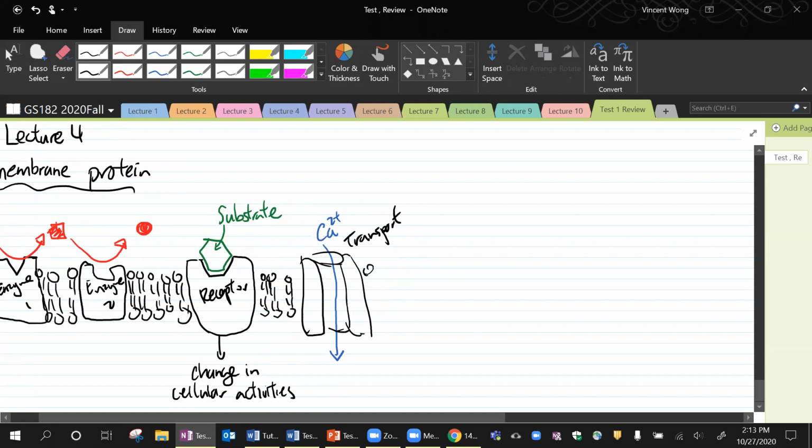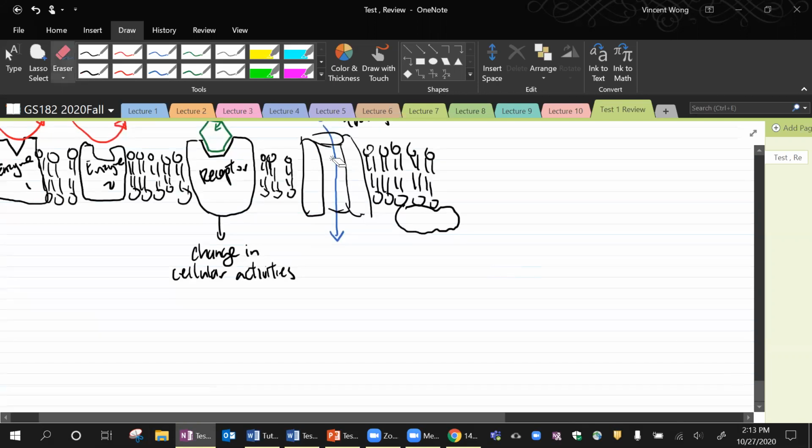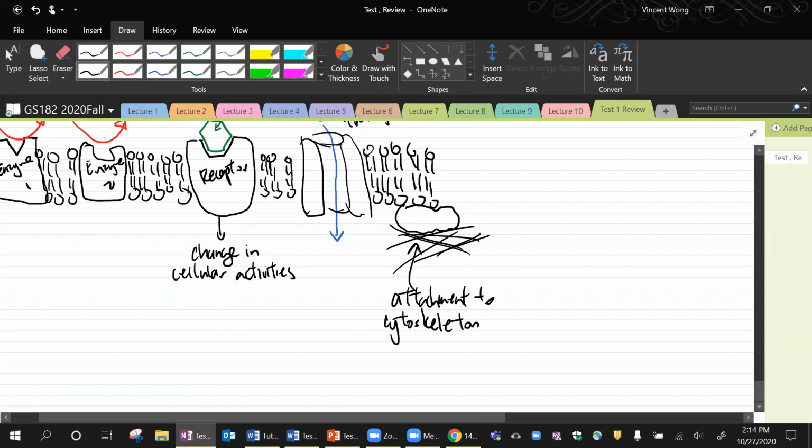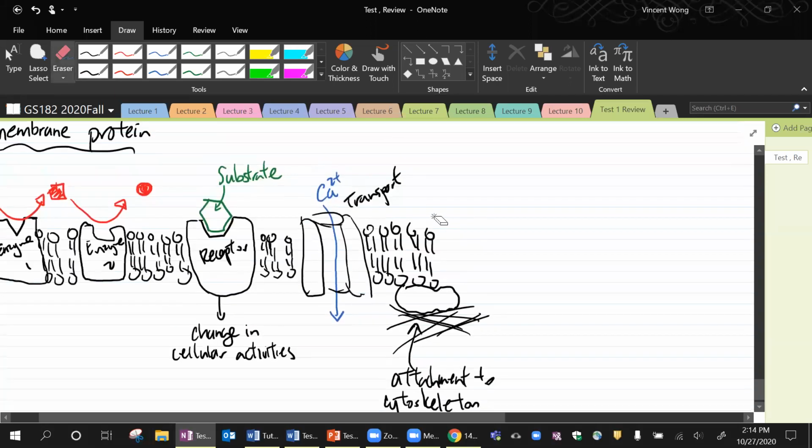We can also have, let me think as I draw this, a protein that's just on one side, right? It does not span the entire length of the phospholipid bilayer. That would be a peripheral protein, and it's going to be attachment to the cytoskeleton. If it's on the inside, then it helps maintain cell shape. If it's on the outside, then it helps the cell move around in the extracellular space.